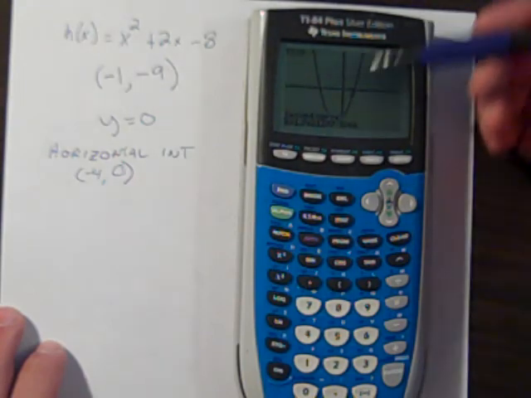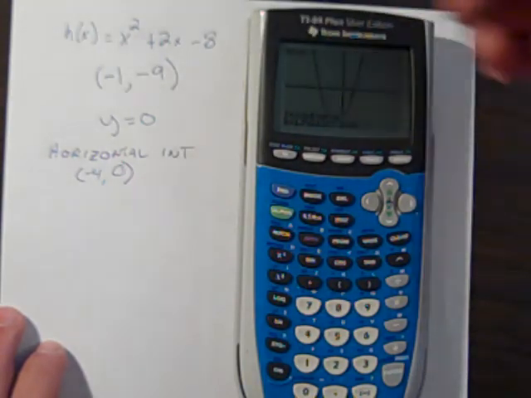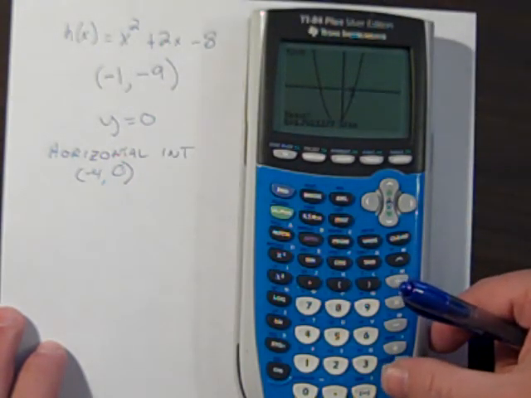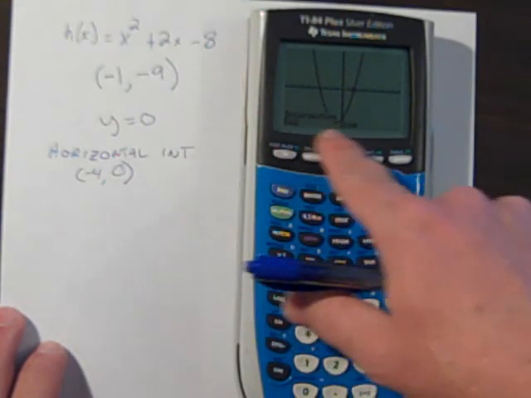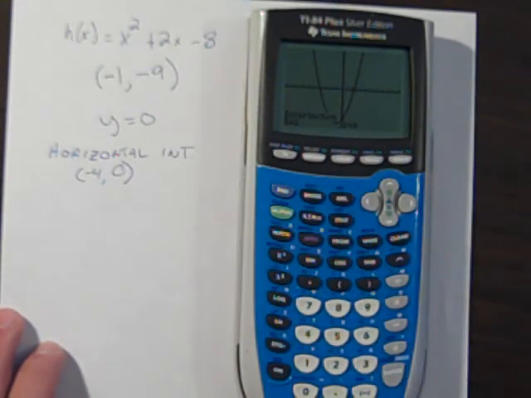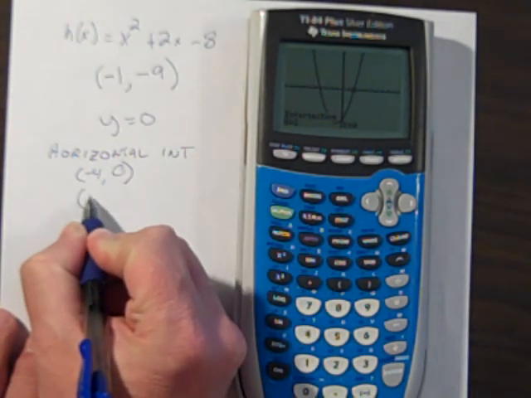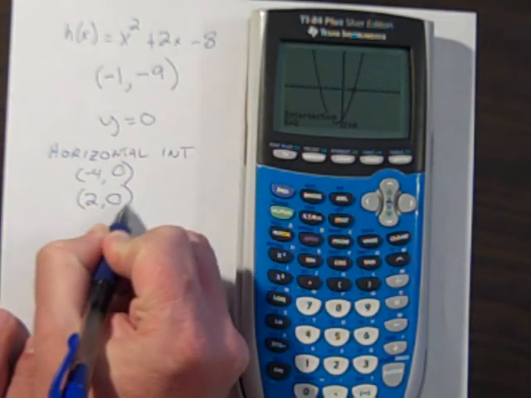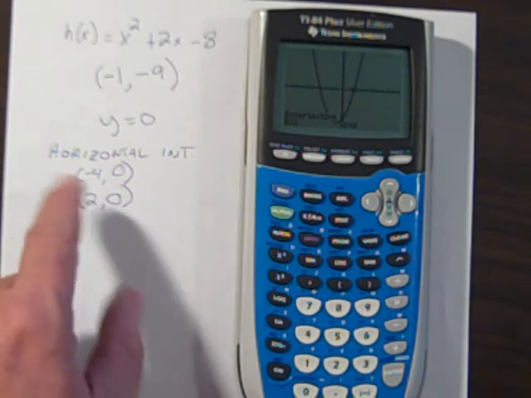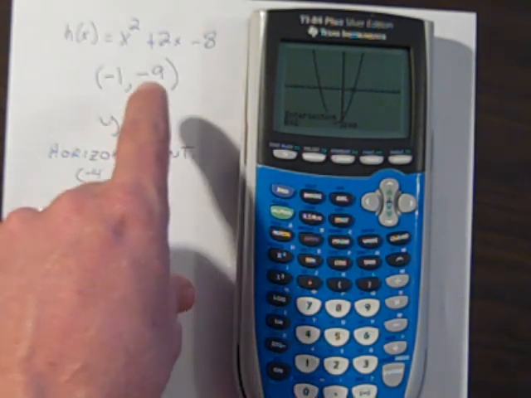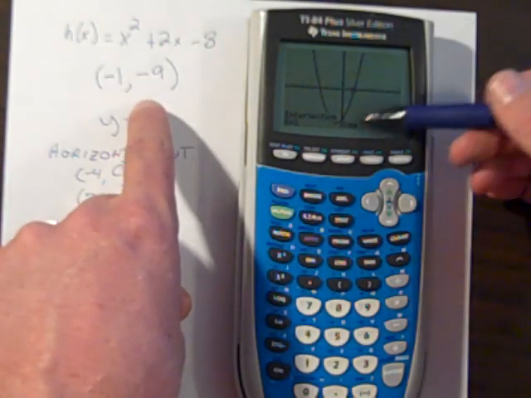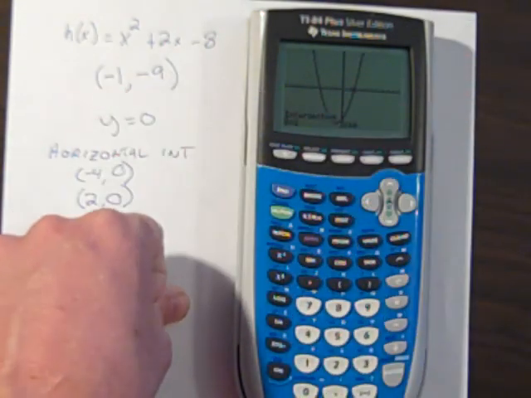I hit enter and it automatically jumps to my second equation that I have entered, my y equals 0, which is great. Hit enter and it says guess, and you say you bet. The intersection on this one, x equals 2, y equals 0. So my second horizontal intercept is 2, 0. So my two intercepts are -4, 0 and 2, 0. And my vertex, which is my absolute minimum here, is -1, -9.